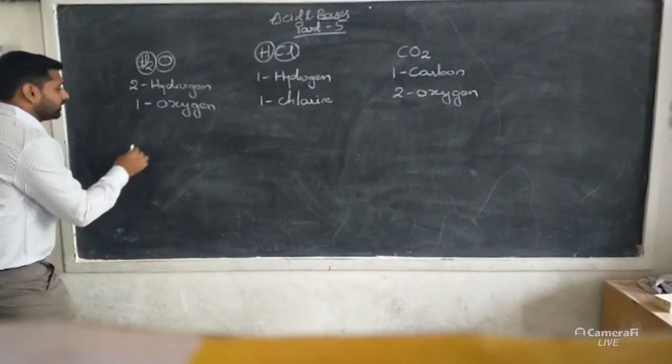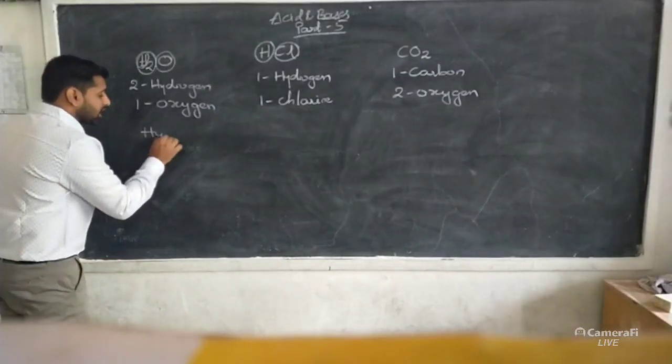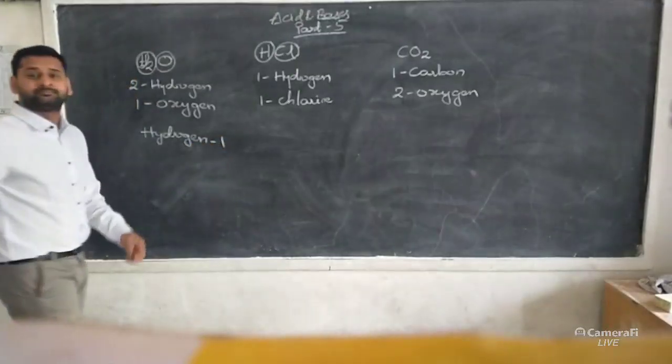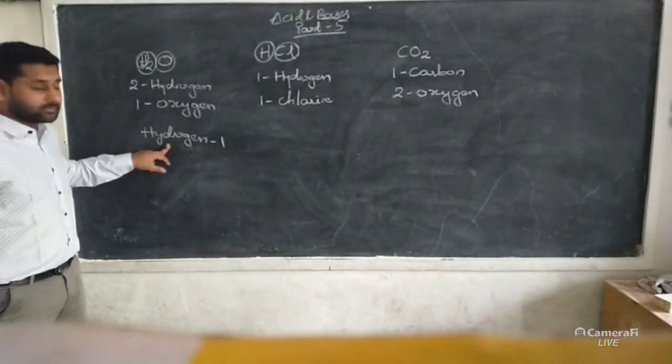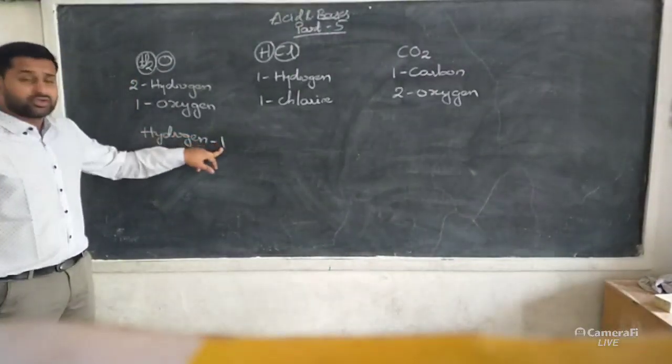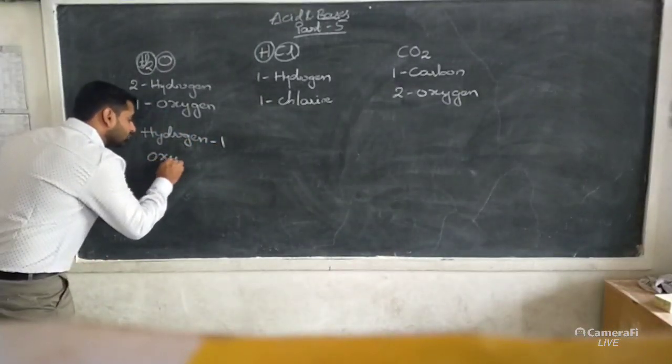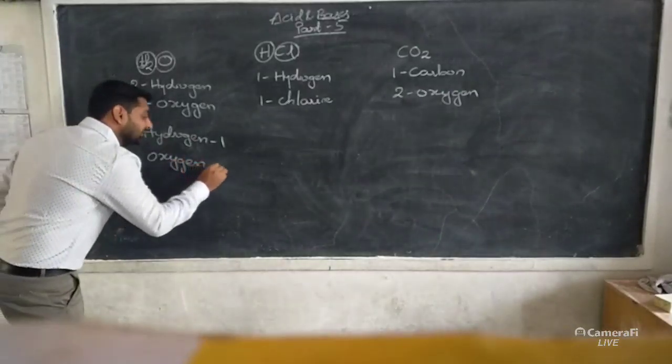Simple. As we already know, hydrogen's atomic number is 1 and its valency is also 1. Hydrogen atomic number is 1 and its valency is also 1. When you take oxygen, the oxygen valency is 2.